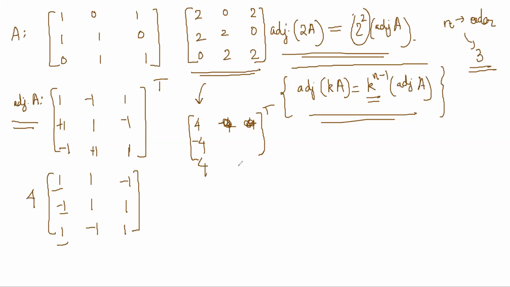Sparsh, are you understanding what is happening? Yes, sir. So we have verified that this is happening. So the property is simply this: adjoint of some scalar multiplied by some matrix is equal to the scalar power n minus 1 into the adjoint of that matrix, where n is the order of that matrix, right?